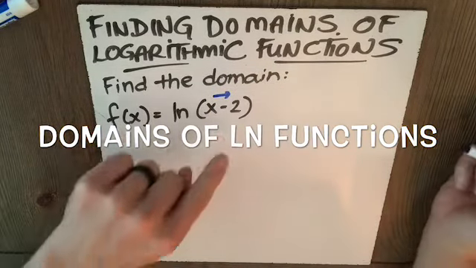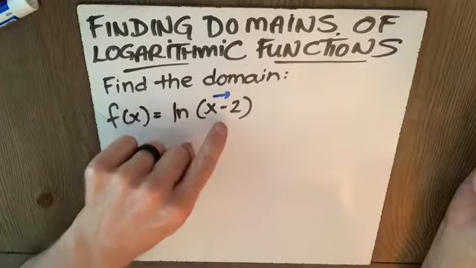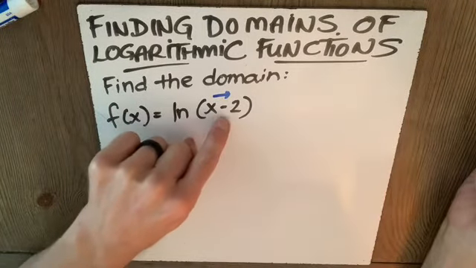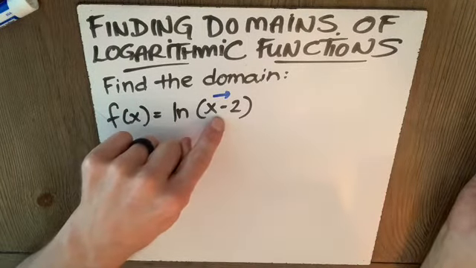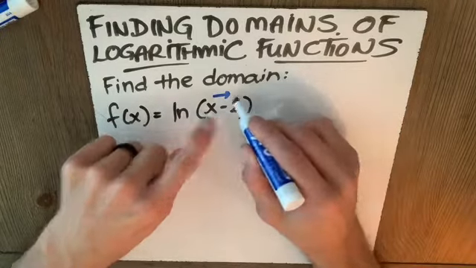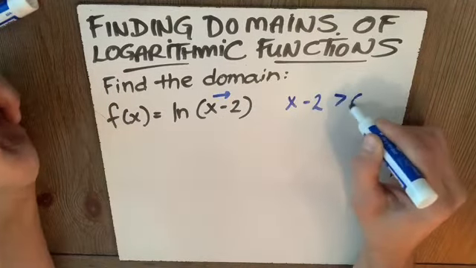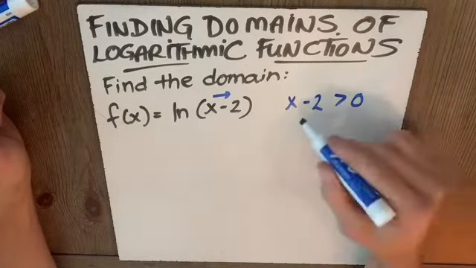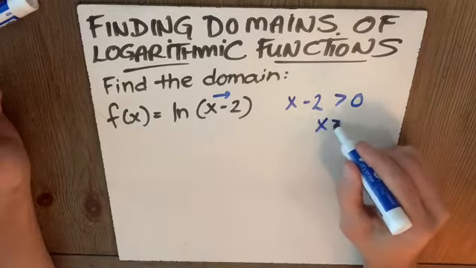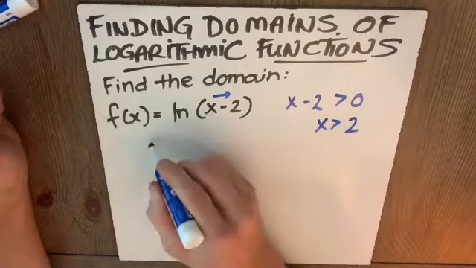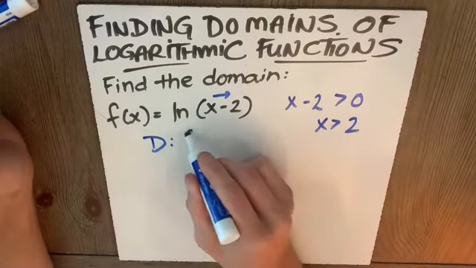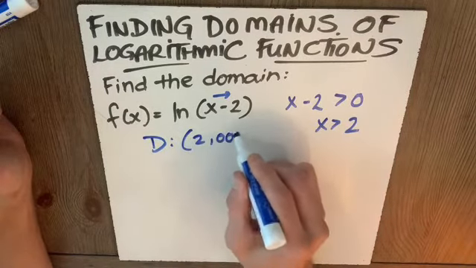Here's the easy way. Whatever the argument of the log function is must be greater than 0. So take whatever is inside the parentheses, x minus 2, and make that statement. It must be greater than 0. Subtract 2 from each side, and x is greater than 2. So the domain here is 2 to infinity.